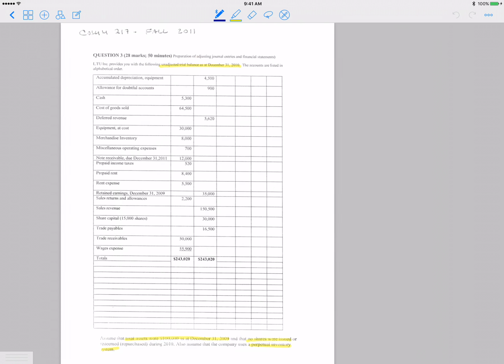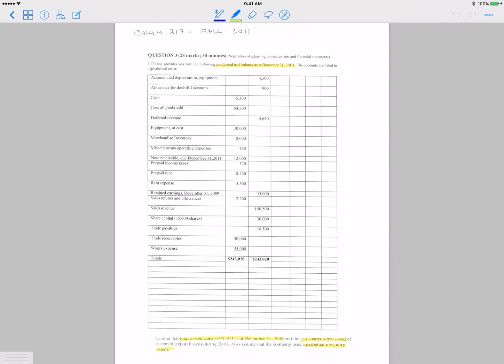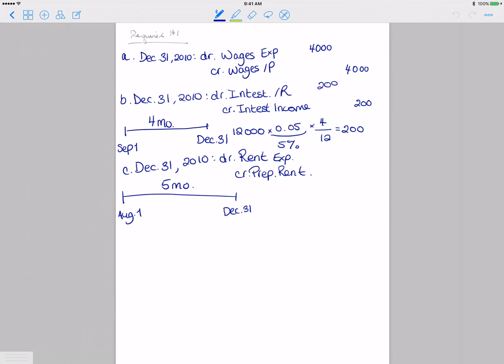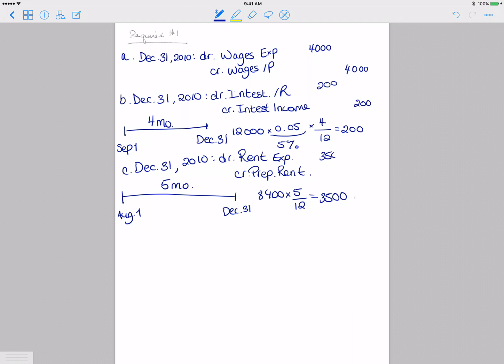Now, if we look back at our accounts that are given, our prepaid rent is told to us to be $8,400. So let's go back now that we know the amount. And we know that at $8,400, this was for a 1 year prepaid rent, so we used 5 out of the 12 months. Therefore, we used $3,500. That's how much we've used of our rent.